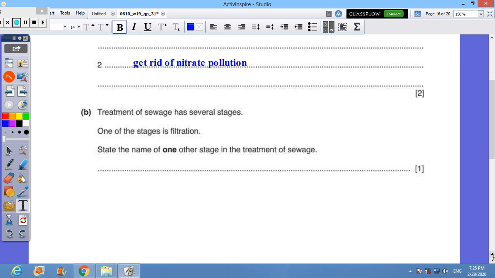Treatment of sewage has several stages. One of the stages is filtration. State the name of one other stage in the treatment of sewage. Let's say that you remember the last one, which is chlorination. That would be a good example. Chlorination.